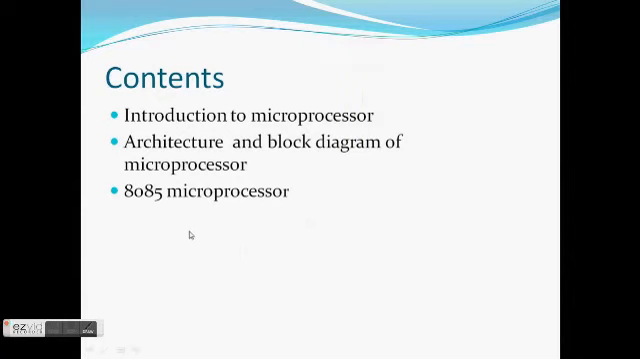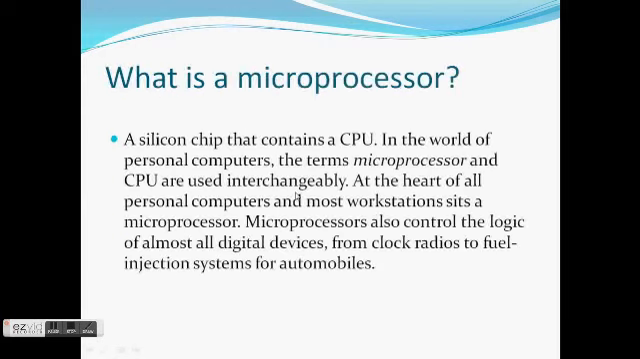So the contents we're going to read today are the introduction to the microprocessor, the architecture and block diagram of the microprocessor, and the 8085 microprocessor itself. What is a microprocessor basically? It is a silicon chip that contains a CPU. The terms microprocessor and CPU can be used interchangeably, because the microprocessor is itself a CPU.